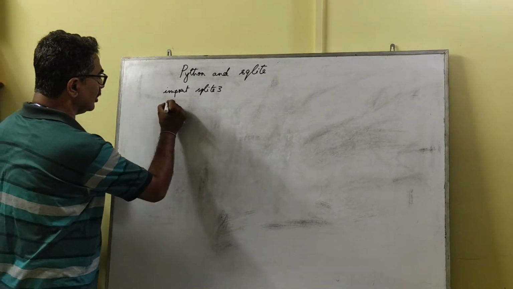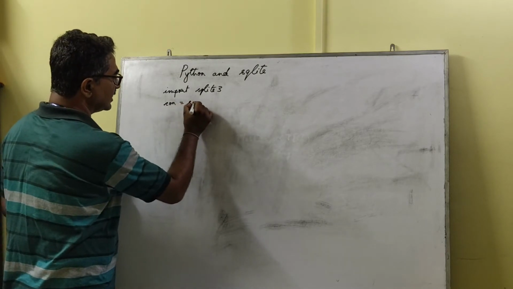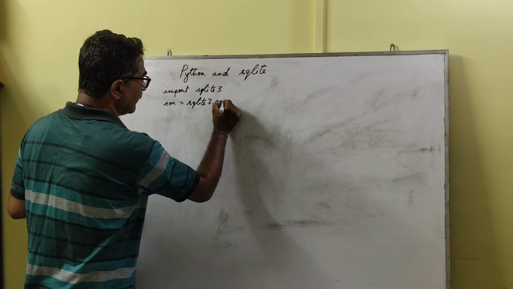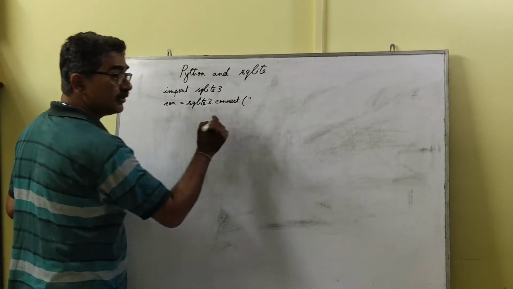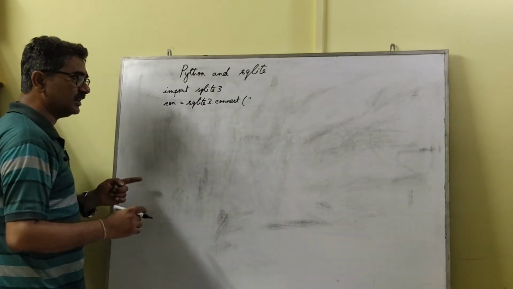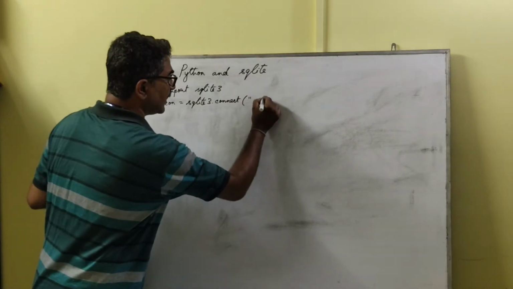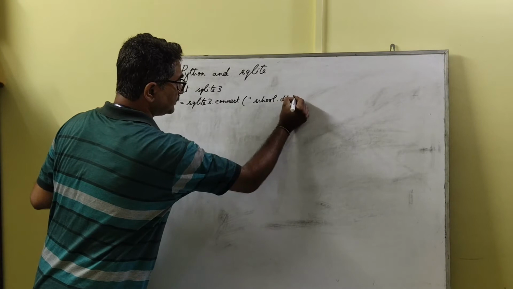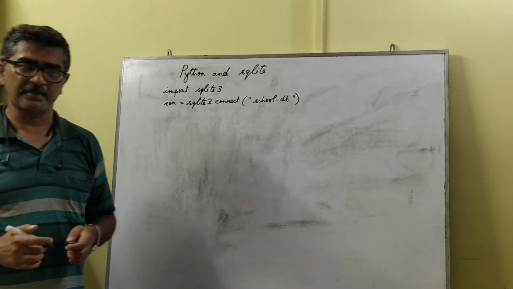So let me take a variable called conn for connection, and then we write this function sqlite3.connect, and then we give the name of the database. connect is a function which is used to establish a connection between the SQLite database and the Python program. So let's name it school.db. db is just an extension to indicate that it's a database.